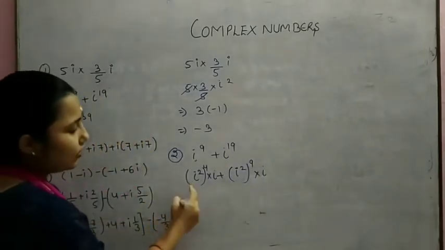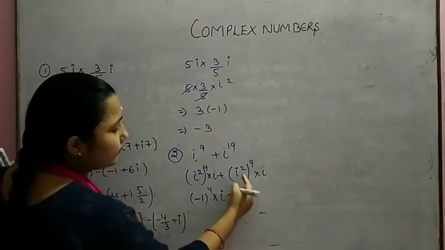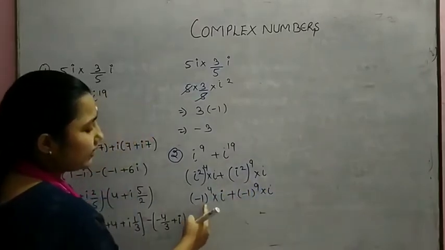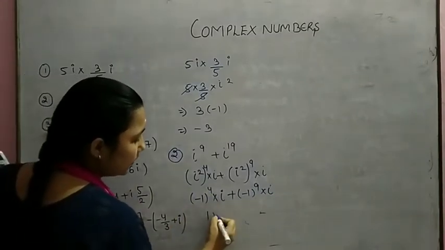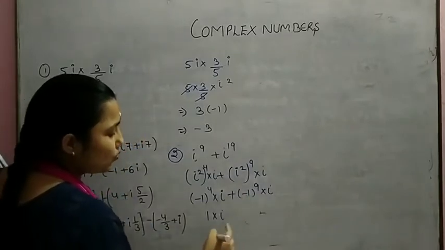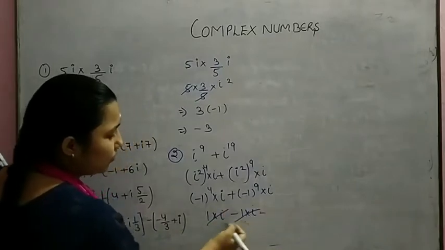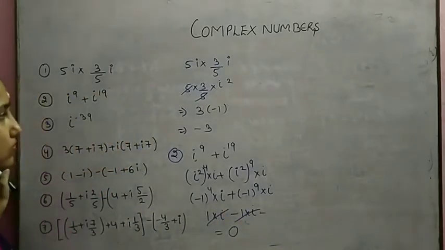Correct? The value of i square is negative 1, so we get minus 1 to the power 4 into i plus minus 1 to the power 9 into i. Minus 1 to the power 4, that means an even number, we get again a positive 1 into i. And minus 1 to the power 9, we get a minus 1 into i. So this will be cancelled out, plus i and minus i, we get 0 as a solution.